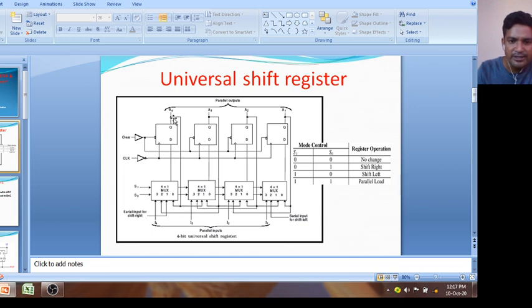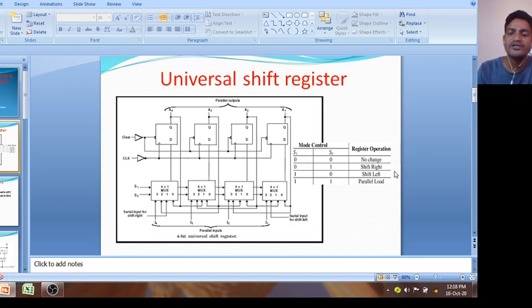This output I connected here, I1. Similarly, connect this output to this I1. Similarly, connect this output to this I1 pin. Is it clear or not? When S1 is 0 and S0 is 1, you have to use the I1 input. So it is working as a right shift register.